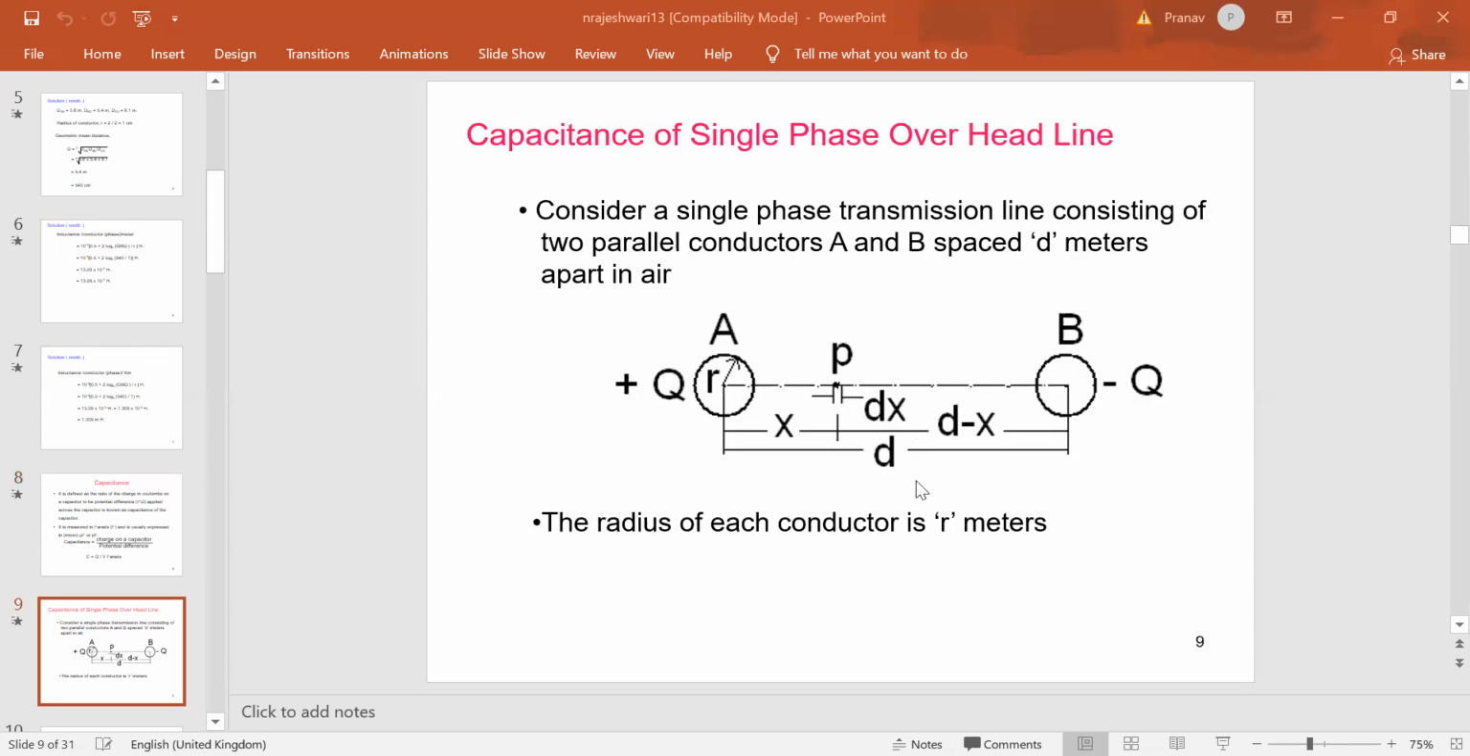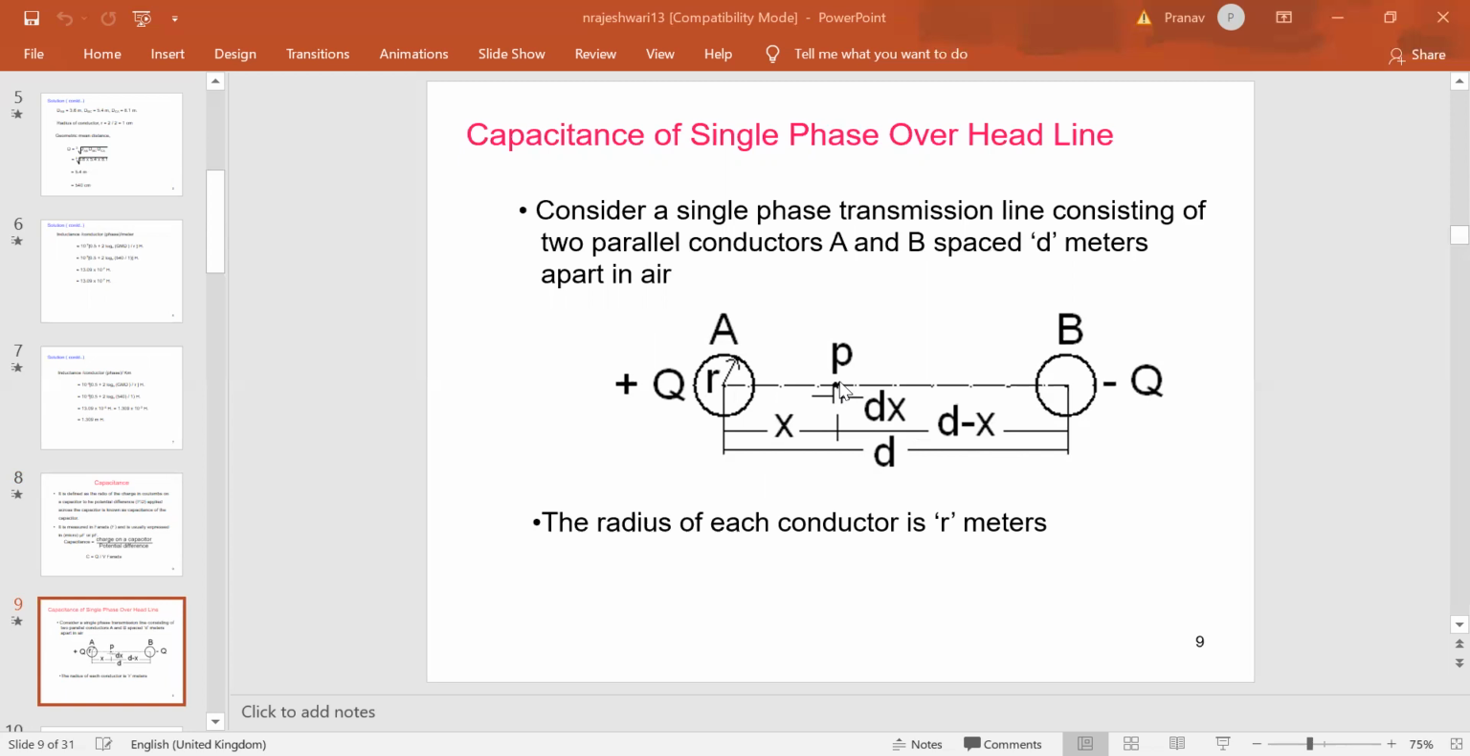The capacitance of a single phase overhead line will be given by, consider these are two parallel conductors A and B. The charge at A is plus Q, B is minus Q, and these are D distance apart. So consider a single phase transmission line consisting of two parallel conductors A and B spaced D meters apart in air. So these are the two conductors placed D meters apart in the air.